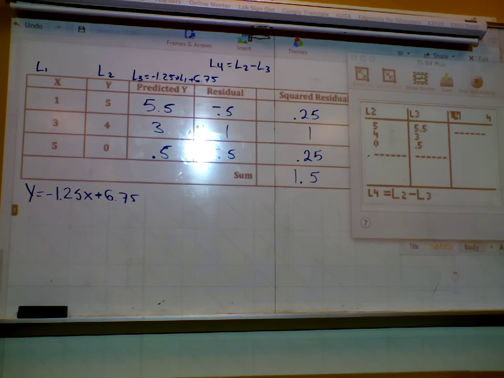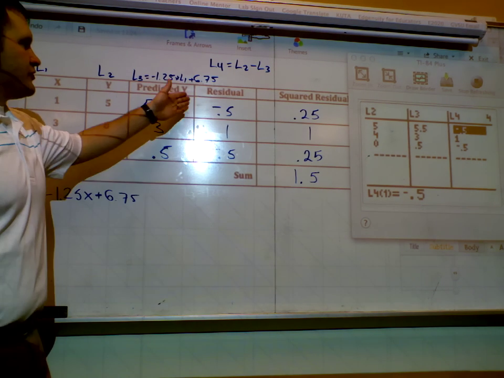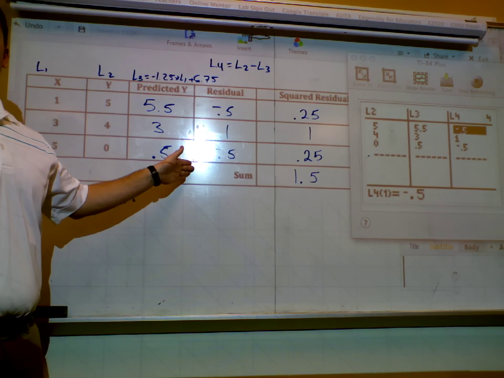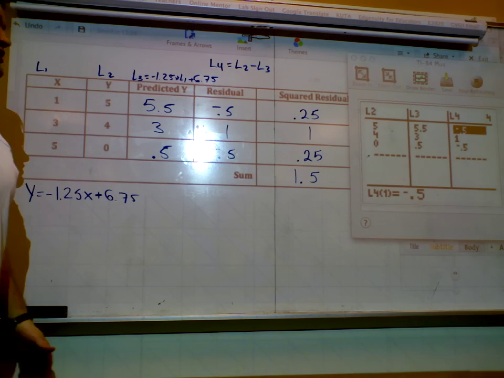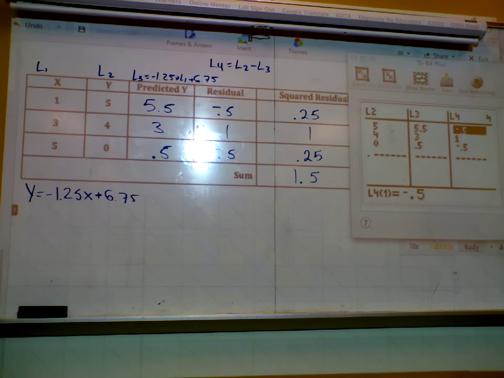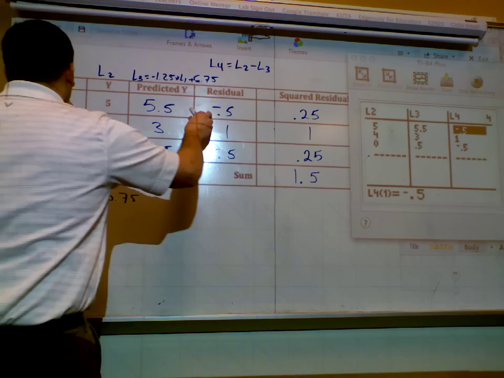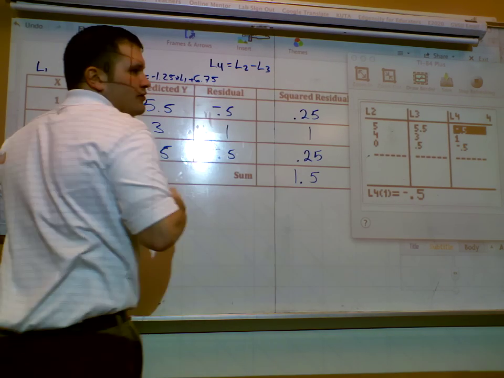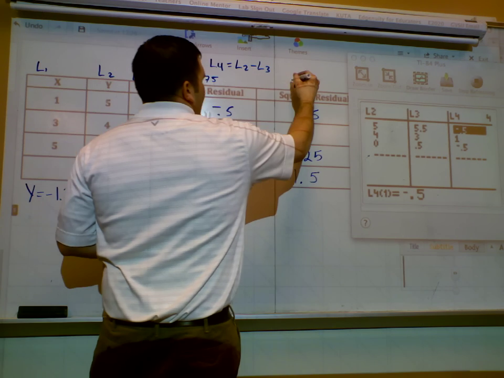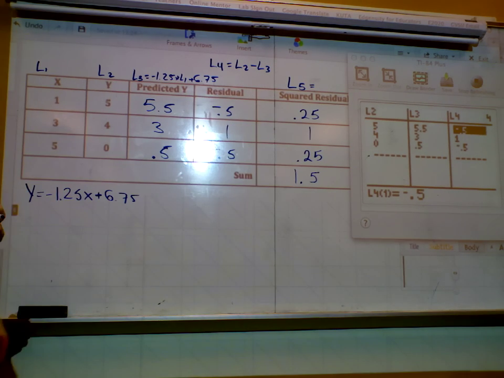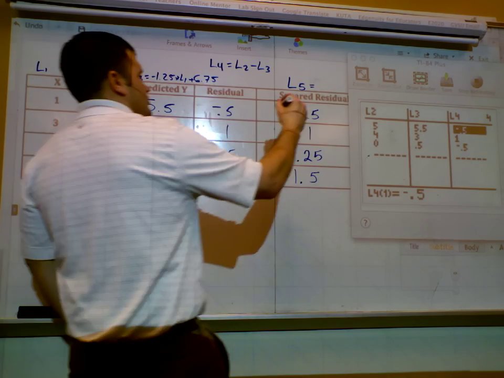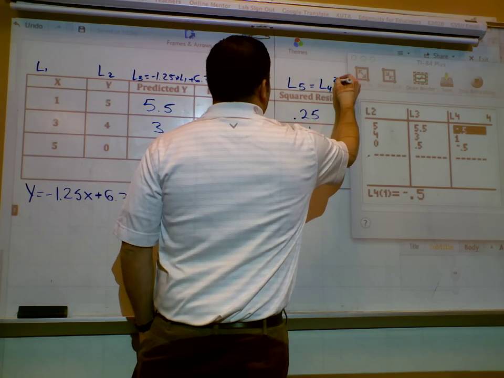Then if you hit enter, now we have residuals. Does that make sense? Jessica, does that make sense? So L1, L2, L3, L4, what's this one? L5. And what's L5 going to be? What is it, Whitney? L4 squared. Tony, got a question?